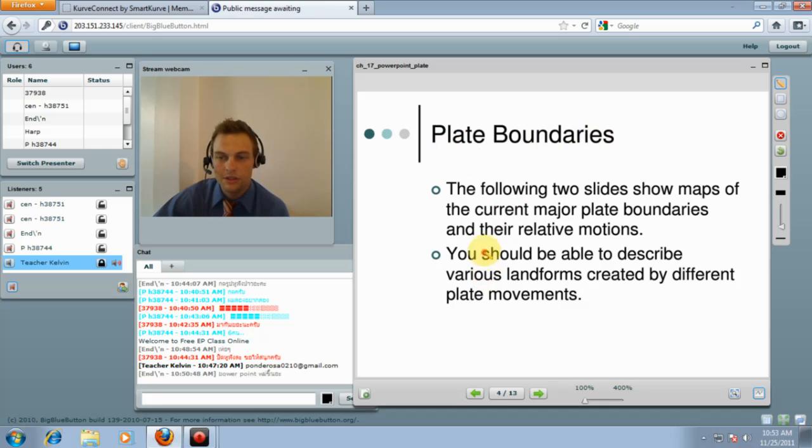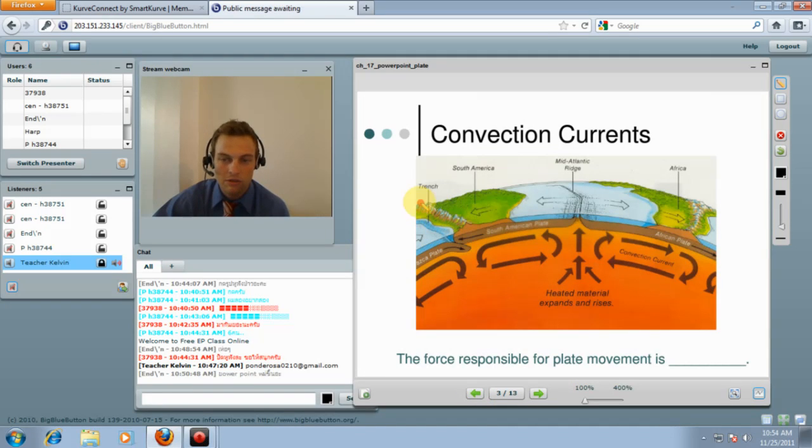So plate boundaries. The following two slides show maps of current major plate boundaries and their relative motions. By the end of this lecture, hopefully you'll be able to describe various landforms created by the plate movements. We're just talking about these mountains here, these ridges, and what kind of plate boundary this is. So we have the South American plate and the African plate, and they're connected, but they are moving away from each other. So this is divergent.